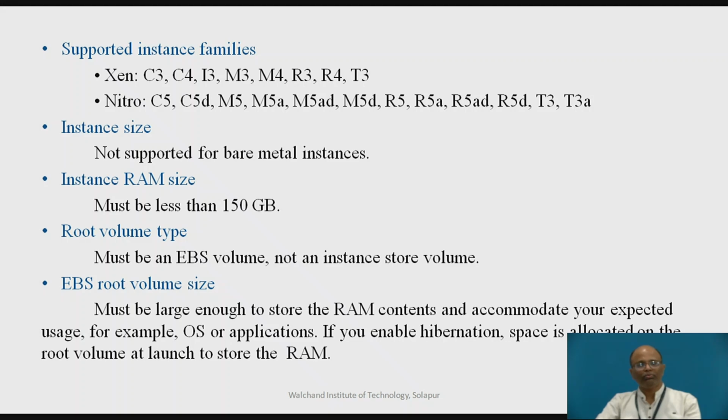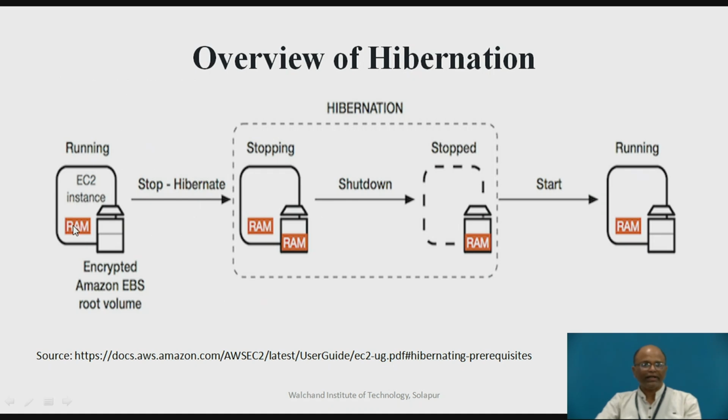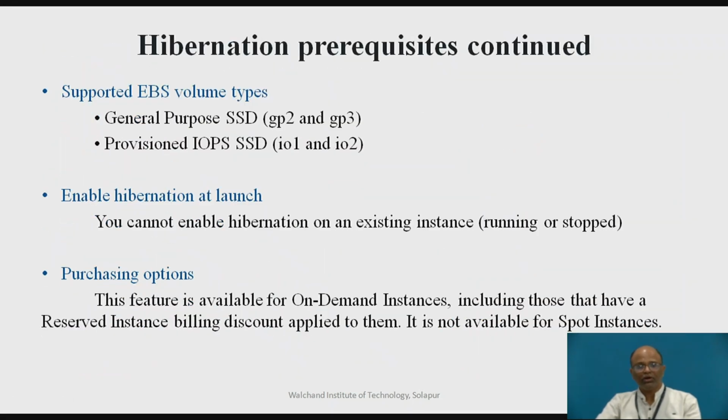Next is your root volume type. The root volume type must be Elastic Block Store. You cannot opt for instance store volumes. The last one is the EBS root volume size. As I am saying, it must be large enough to store the RAM contents and accommodate your expected usage. Like in this figure, the content of your RAM is dumped onto your EBS volume, right? So the EBS volume must have a greater size as compared to your RAM, and the RAM capacity supported is a maximum of 150 GB.